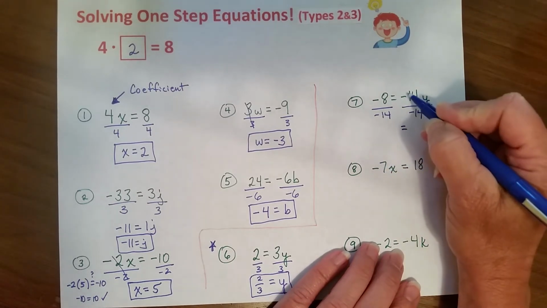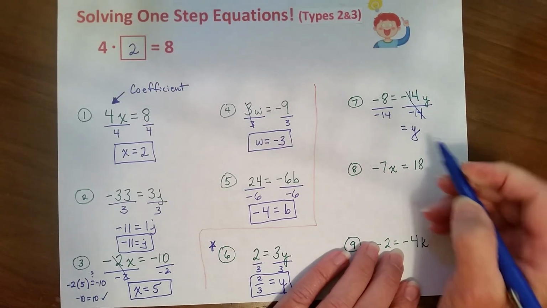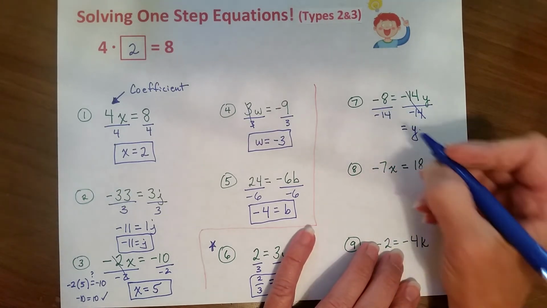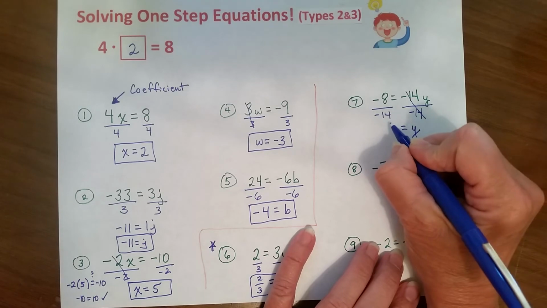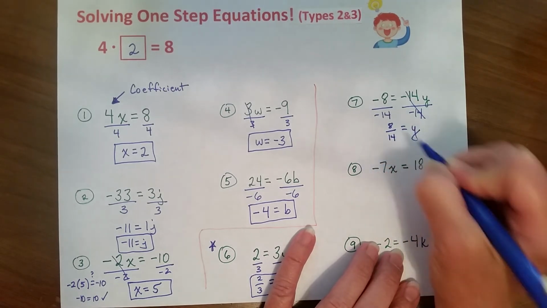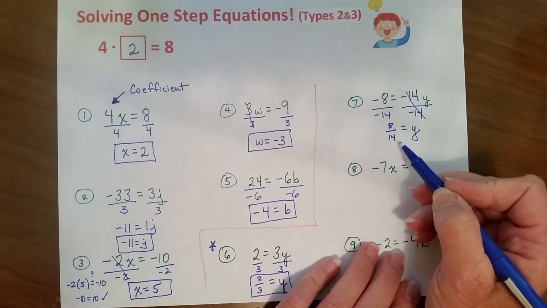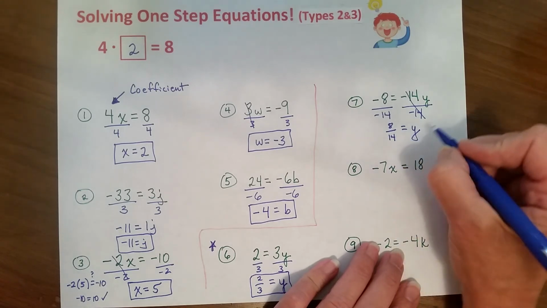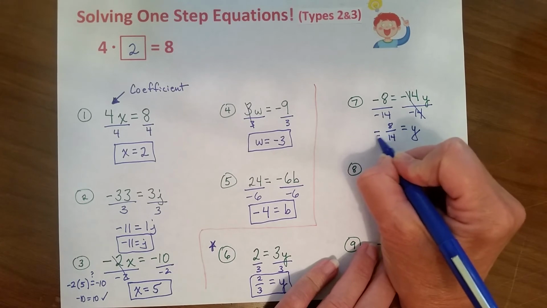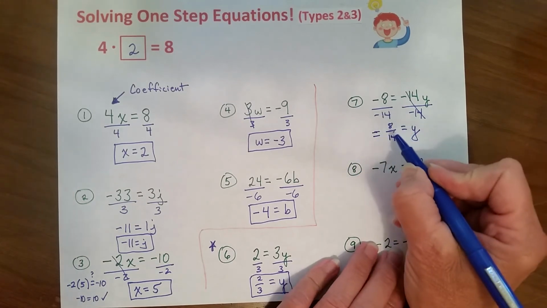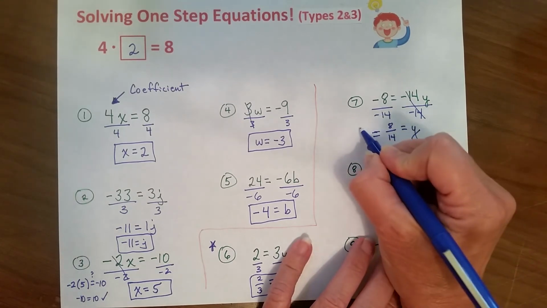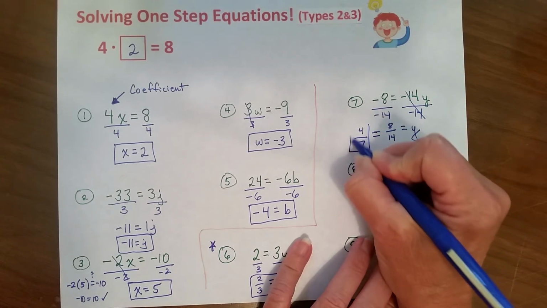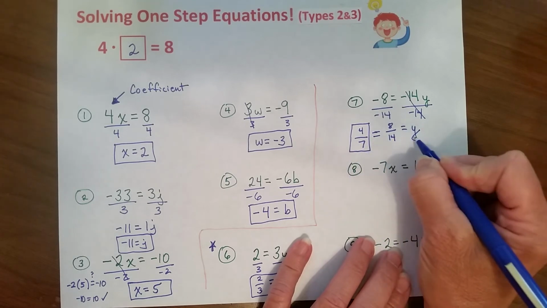So over here, -14 divided by -14 is 1, so I just get y. Now over here, I have 8 over 14. A negative divided by a negative is a positive. So I have 8 over 14. But 8 over 14 can be simplified because top and bottom are both divisible by 2. So I'm going to do it this way, even though it's a little unusual. 8 divided by 2 is 4. 14 divided by 2 is 7. So my final simplified answer is 4/7.